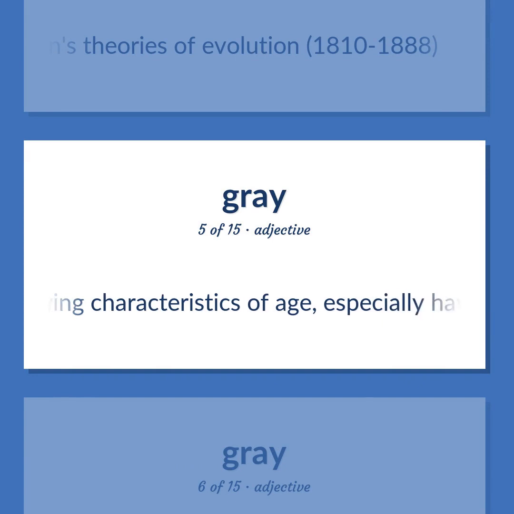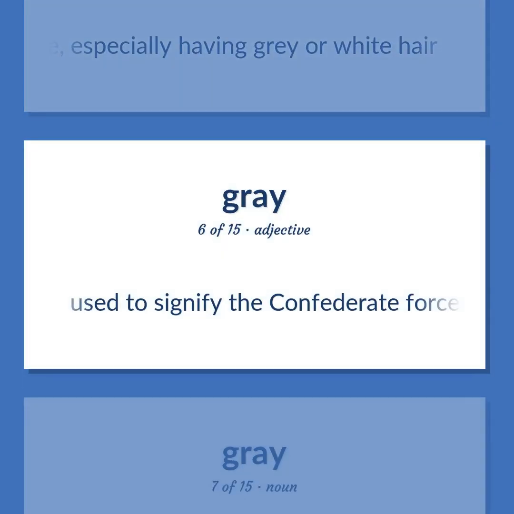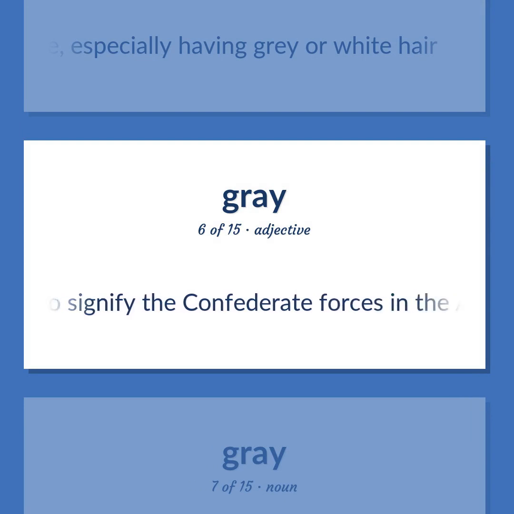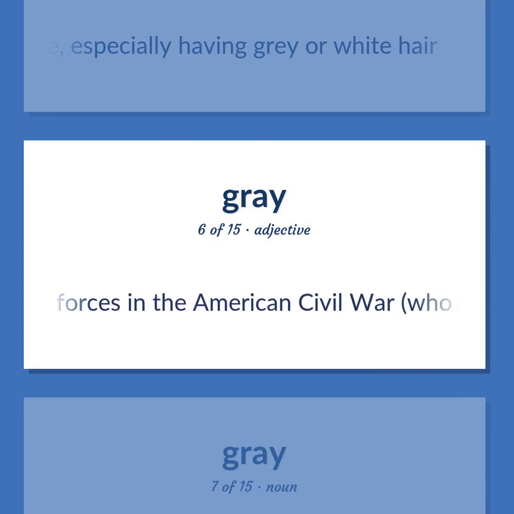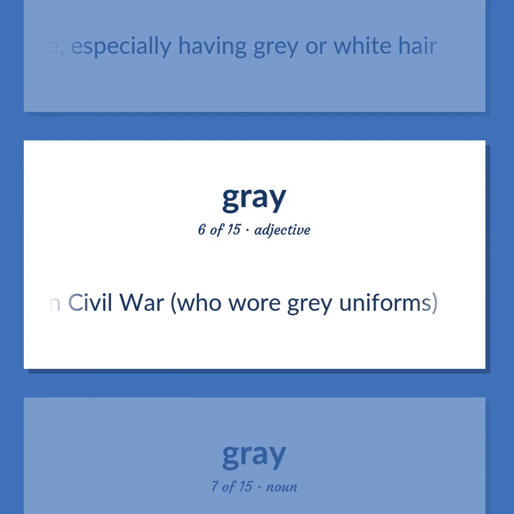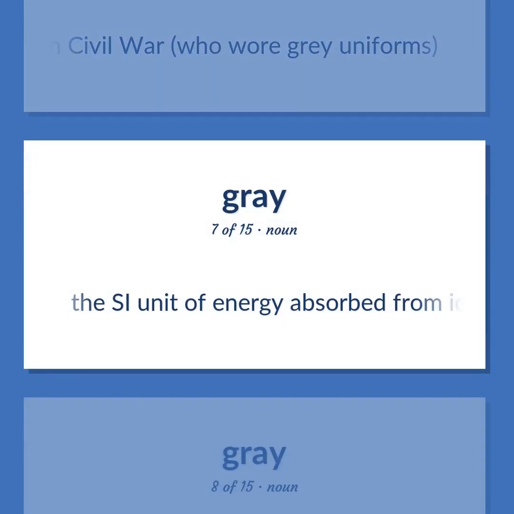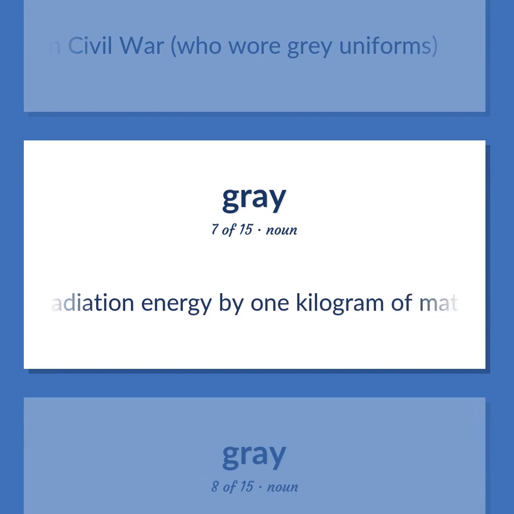Showing characteristics of age, especially having gray or white hair. Used to signify the Confederate forces in the American Civil War, who wore gray uniforms. The SI unit of energy absorbed from ionizing radiation. Equal to the absorption of 1 joule of radiation energy by 1 kilogram of matter. 1 gray equals 100 rads.